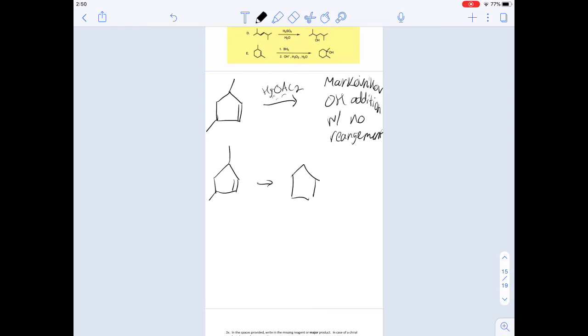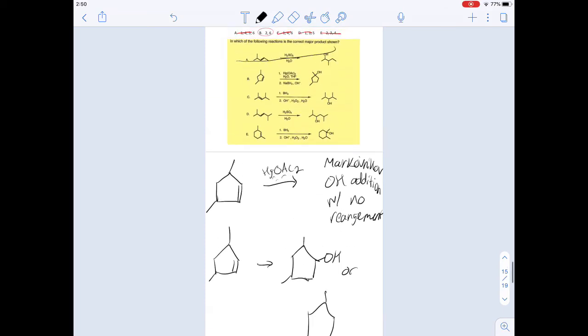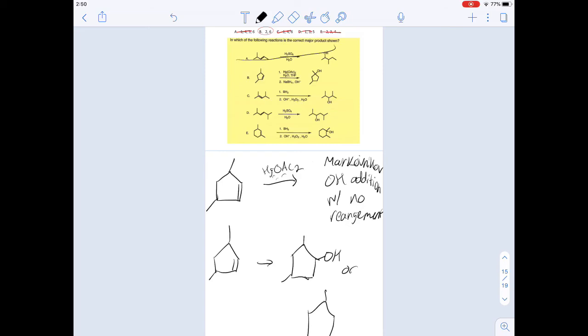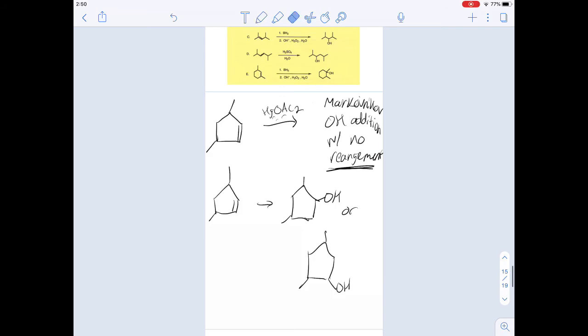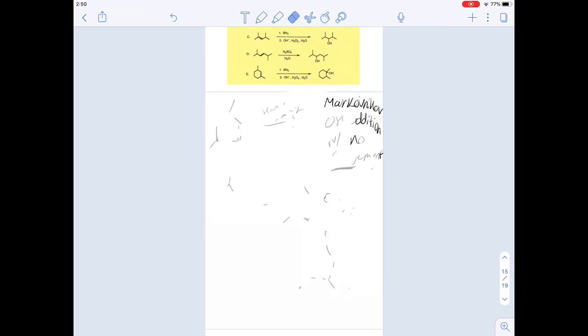So you would either get the OH being added here or on the bottom side of the double bond, which is the exact same thing because the molecule is symmetrical. And that is not what you have as an answer choice because in the answer choice it showed that there was a rearrangement, but oxymercuration has no rearrangements possible. So B is again not the answer. Okie dokie.